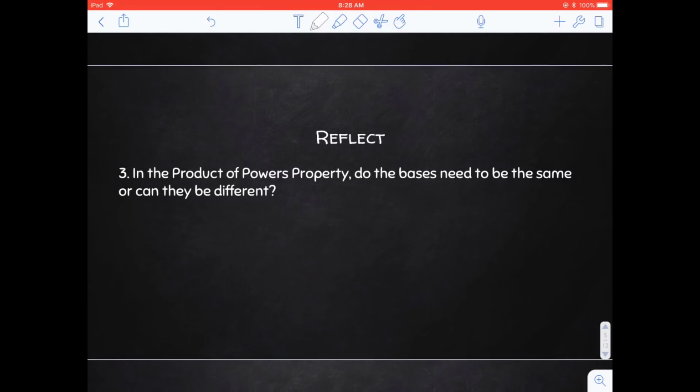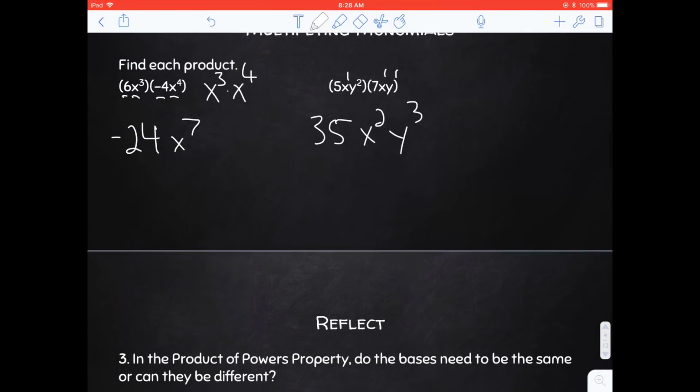Alright, so a little reflection here. In the product of powers property, do the bases need to be the same, or can they be different? So think about the problems that we just did. We did the product of powers, where we added our exponents when multiplying. So the question is, do the bases need to be the same? You can pause this video here if you need to think a little bit and reflect on this, then go ahead and write your answer down in your book.